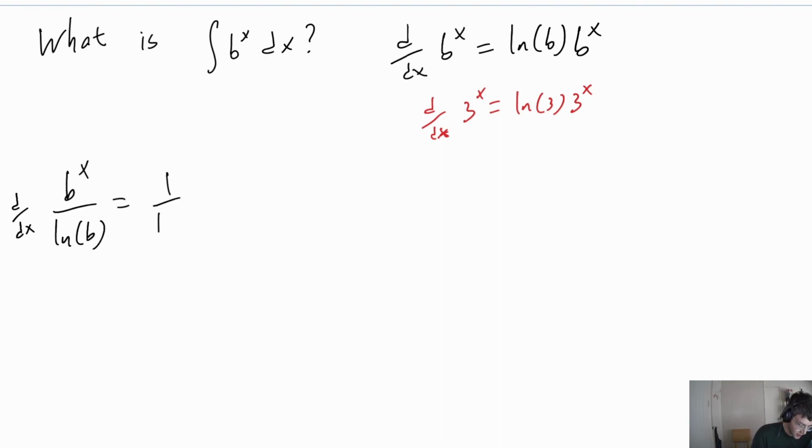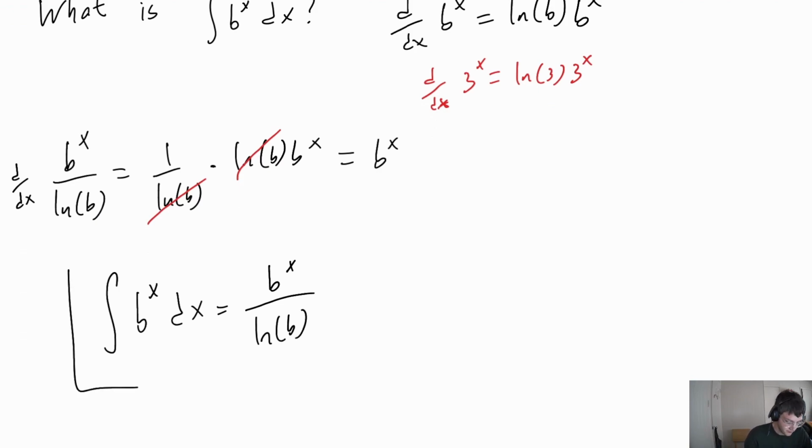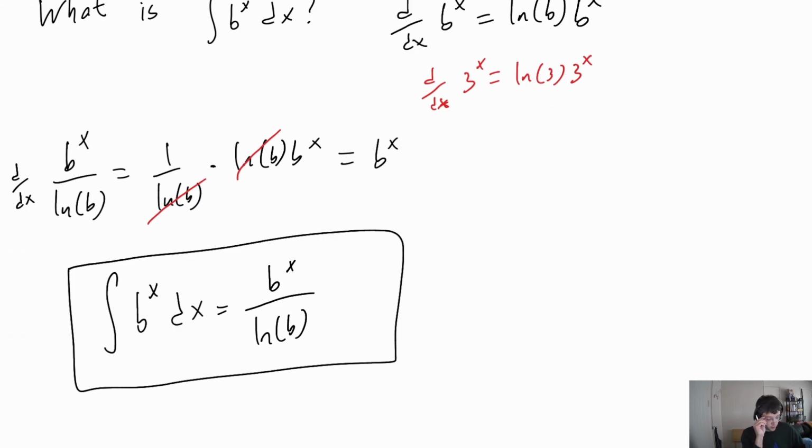This is going to give me 1 over natural log of b, just separating this constant out here, times the derivative of the top, the derivative of b to the x, which as we know is natural log b times b to the x. And huzzah! Our 1 over natural log b and our natural log b cancel out, and we're left with b to the x. What does that mean for us? What that means for us is that the antiderivative of b to the x is b to the x divided by natural log of b. So that's something that we might want to commit to memory.